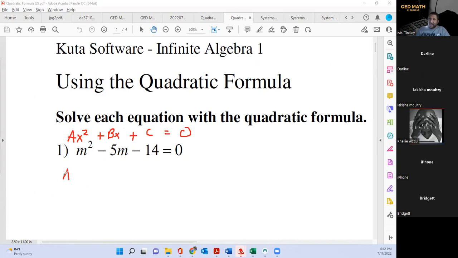So a is equal to what? 1. So when you don't see a coefficient in front of the variable, it's a 1. That goes for any variable. If you don't see a number in front of it, it's a 1, because 1 times anything is itself. What's b? -5. C is what? -14.